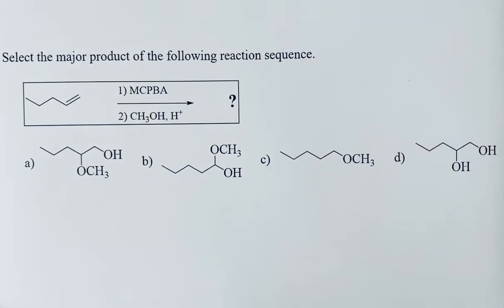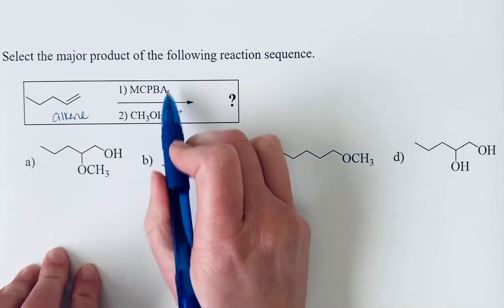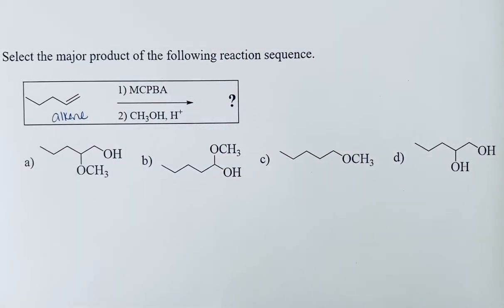Select the major product of the following reaction sequence. So in this problem, we are given the starting material, which is an alkene, and we are given a series of 2 reaction steps that this alkene is going to undergo, and we are asked for the final product.